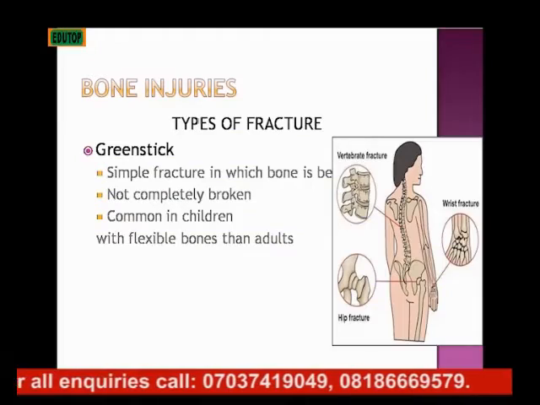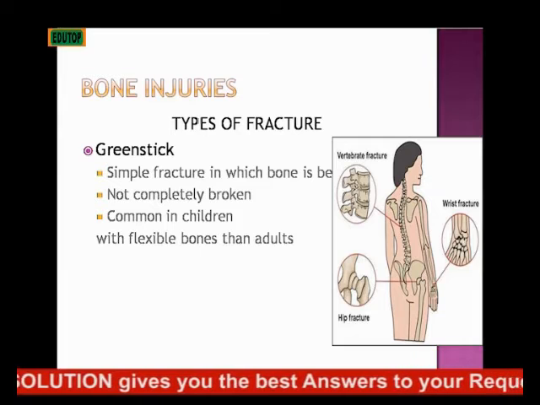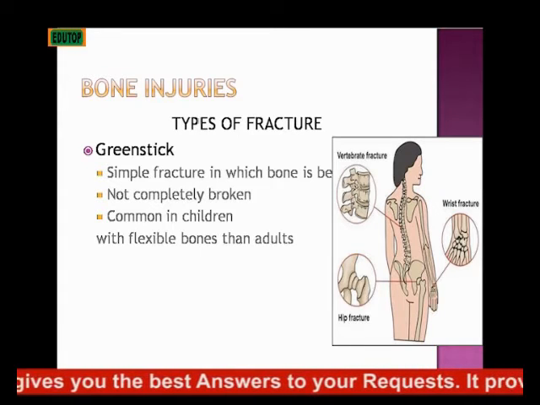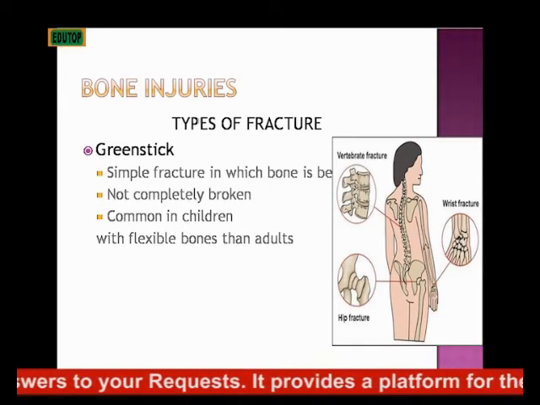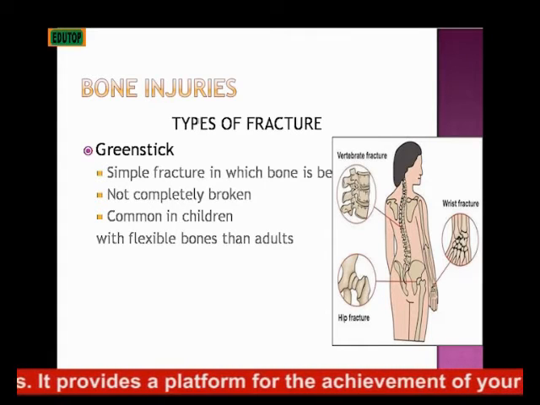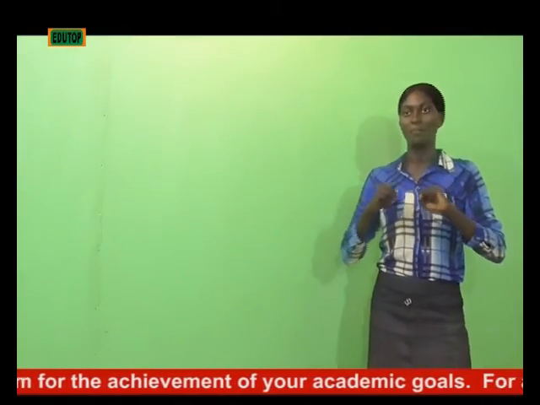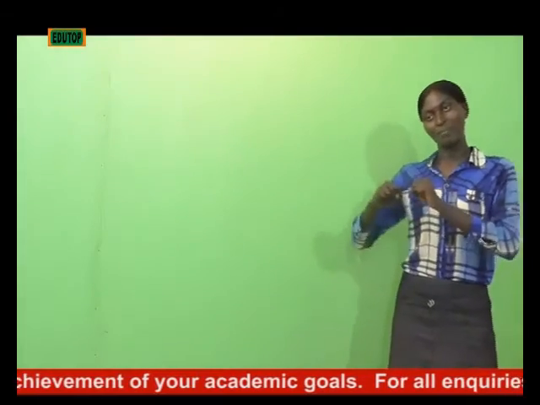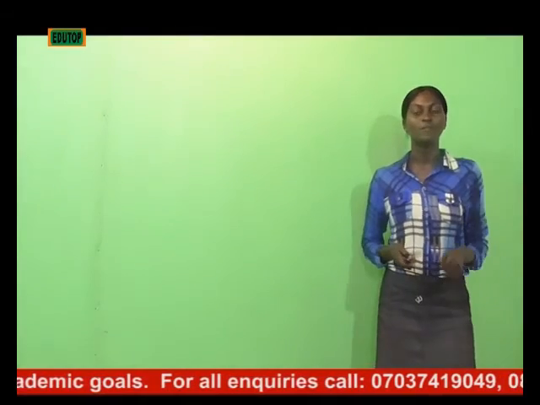The last type of fracture that I'll be talking about is the greenstick fracture. This is a simple fracture in which the bone is bent. The bone is bent, but it's not completely broken. It is common in children. This type of greenstick fracture is common in children with flexible bones. You know, the bones of children are more flexible than what we have in adults. So greenstick fracture is common in children. It's a simple fracture, but it results in a bend, not a break. It's not completely broken. It's a bend in the bone that is common in children.